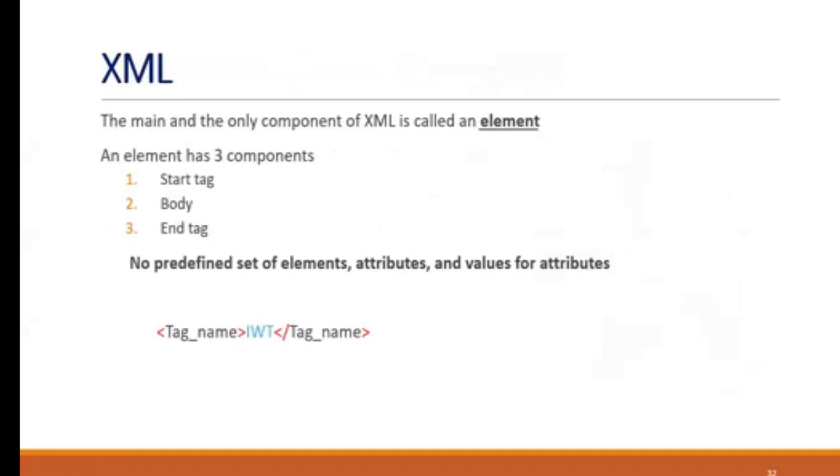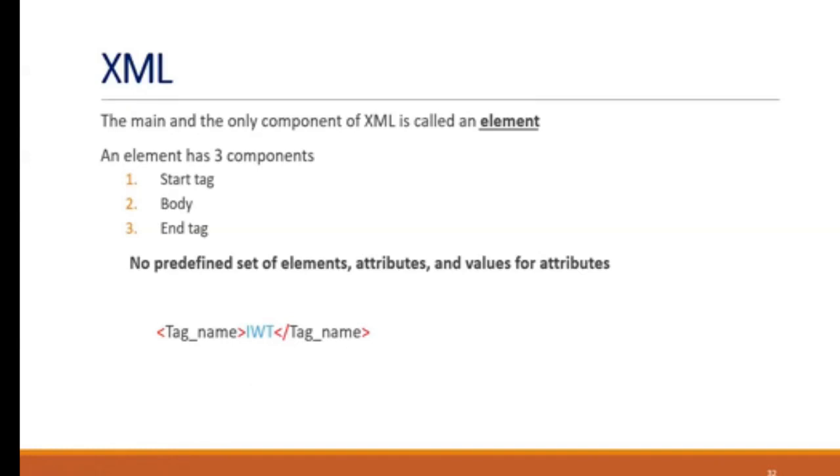Okay. XML. The main and the only component of XML is called an element. So XML only has elements. Very easy, no? You don't have to remember any tags. You can come up with your own tags, right? But you have to be careful. If it's a name, make sure that you use the tag name as name. If you use, like, banana, open banana, close banana, still it works.